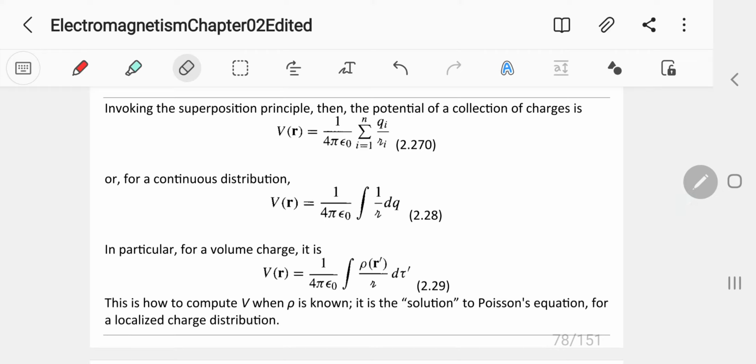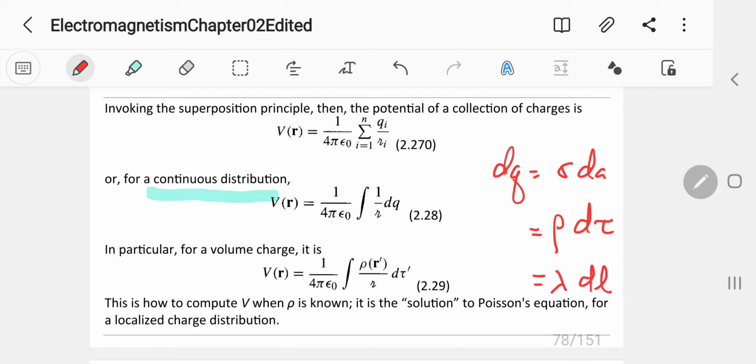So for a continuous distribution, you can set dq. For example, if it's an area distribution, then dq would be sigma dA, or for a volume distribution this would be rho d tau, and for a line distribution this would be just lambda dl, your dq. And of course you just use the superposition principle for a discrete distribution of charges.